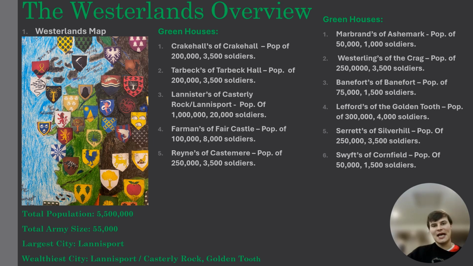So I'm for the greenhouses of the Westerlands. All the houses sided with Aegon due to the Lannisters' firm grip over the Westerlands and the loyalties to the Lannisters of the various houses at this point. So a lot of it is just they're all loyal to the Lannisters, and so they all sided with the Greens. Let's get into the Crakehalls of Crakehall.